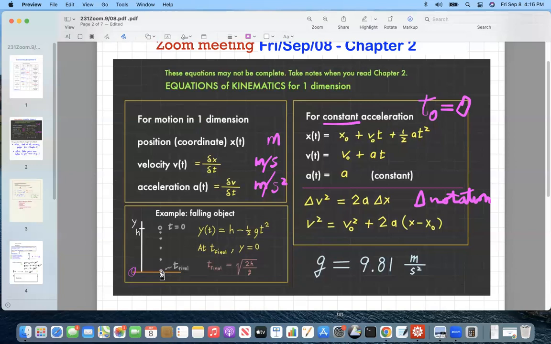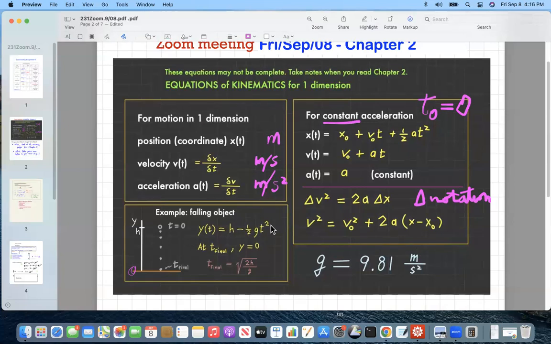And if you want to know what's t final, well, t final is when y is equal to 0. It starts at y equals h, it descends until it hits the ground. Well, that's the point y equals 0. So if you set y equals 0, then you see h minus 1/2 gt squared is equal to 0, or h is equal to 1/2 gt squared. Multiply both sides of the equation by 2, divide by g, take the square root. T is the square root of 2h over g. We'll see some examples of that in a few minutes.